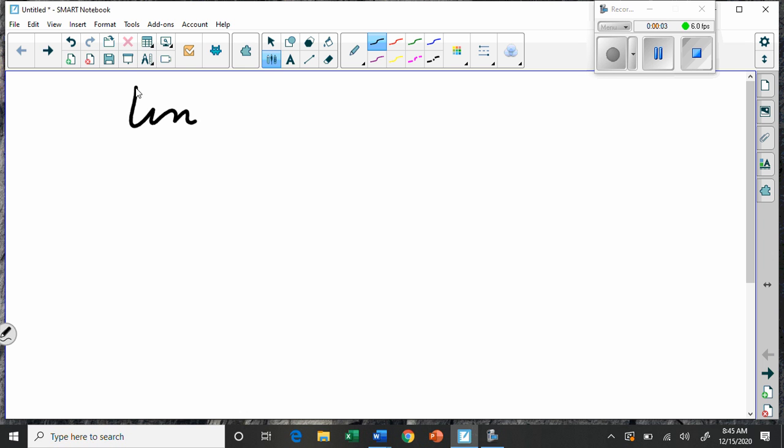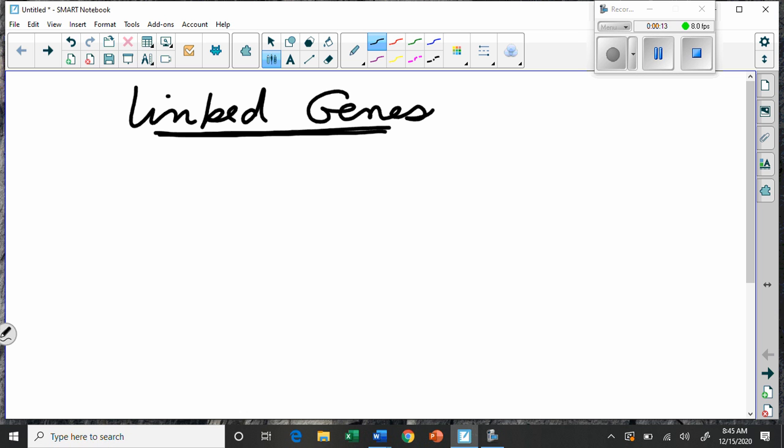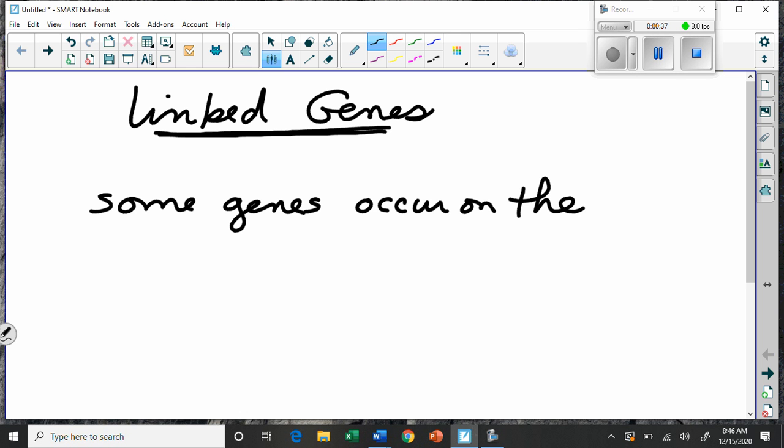So we're going to do a little bit more on this concept of linked genes. Remember, Mendel was under the impression that all genes assorted independently because he didn't understand chromosomes and the chromosome theory. Now that we understand chromosomes, we know that some genes that occur on the same chromosome are not independently assorted. And so that means that they will not follow the typical Punnett square ratios.